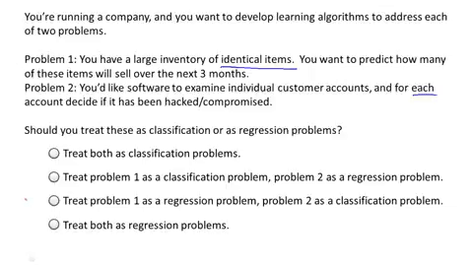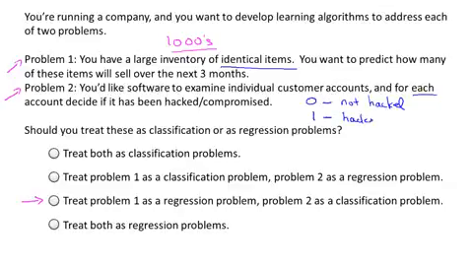So hopefully you got that this is the answer. For problem 1, I would treat this as a regression problem, because if I have thousands of items, well, I would probably just treat this as a real value, as a continuous value, and treat therefore the number of items I sell as a continuous value. And for the second problem, I would treat that as a classification problem, because I might say set the value I want to predict to be 0 to denote the account has not been hacked, and set the value 1 to denote an account that has been hacked into.